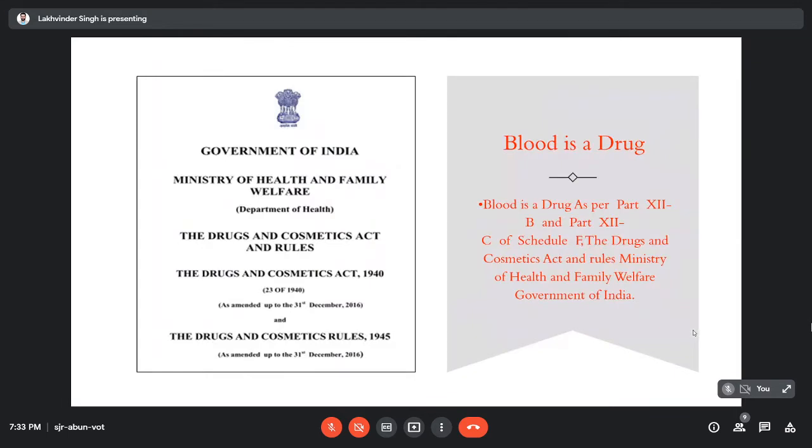We all are aware that blood is a drug. In India, blood is described under the Drug and Cosmetic Act, and we have to follow all the rules written in the Drug and Cosmetic Act. So it's a drug as per Part 12B and Part 12C of Schedule F of the Drug and Cosmetic Act. Whatever the requirements are, they are regulatory requirements. So we have to fulfill all the requirements before starting the transfusion.